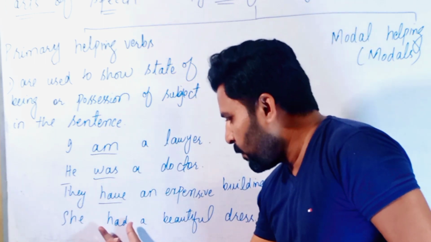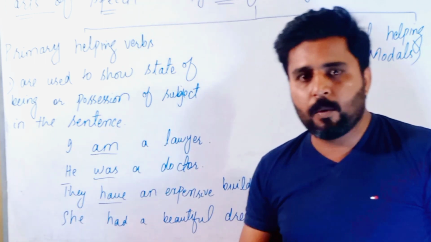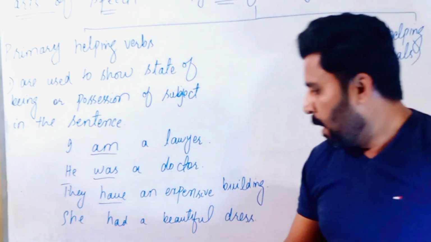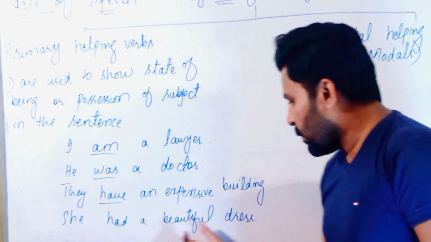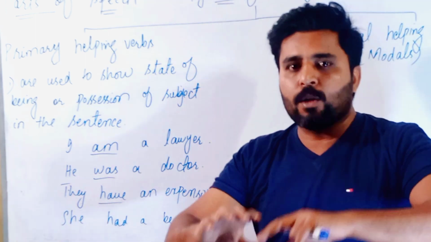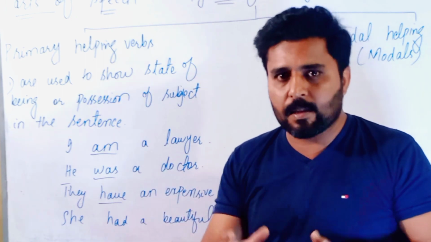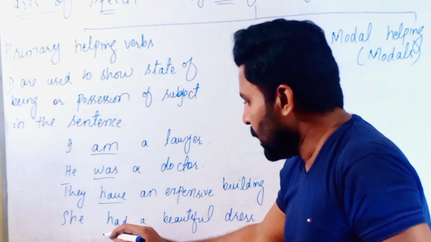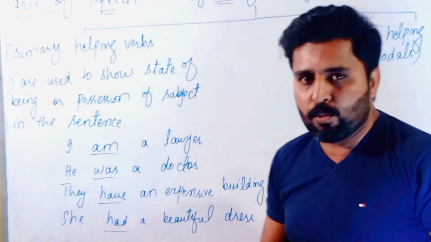Here we have used had as a helping verb to show the possession of the subject she with some noun in past tense. के गुजरे हुए जमाने में आप किसी पोजेशन का जिक्र कर रहे हैं तो उसके लिए हमने जो हेल्पिंग वर्ब है वो had का यूज किया है.